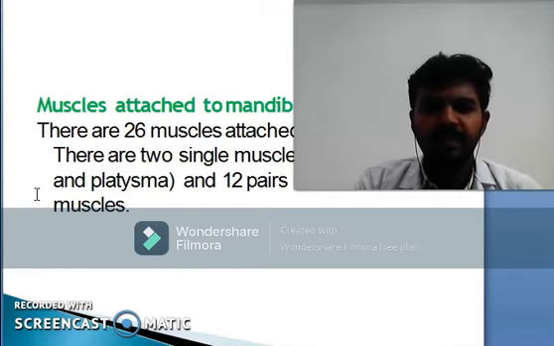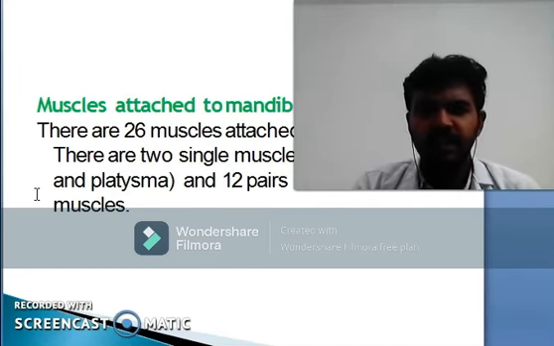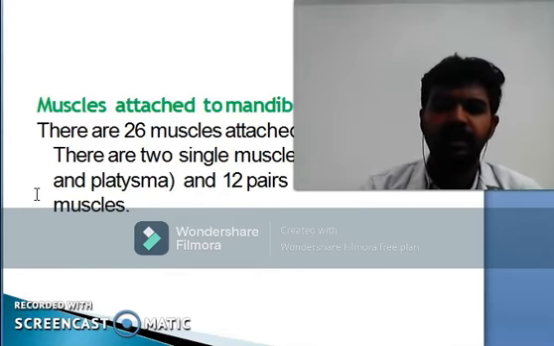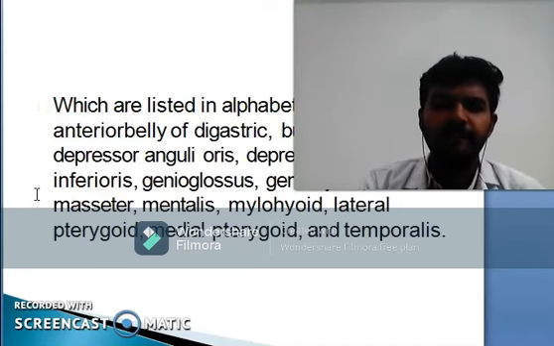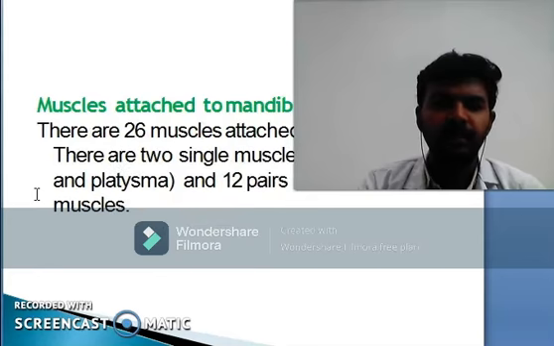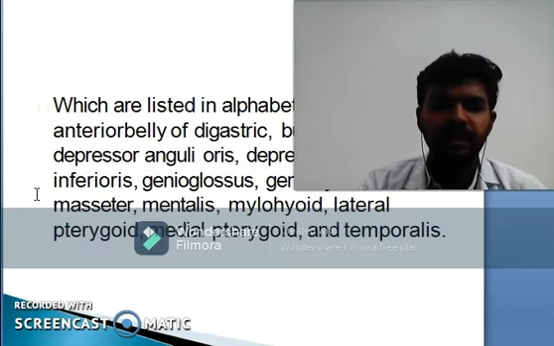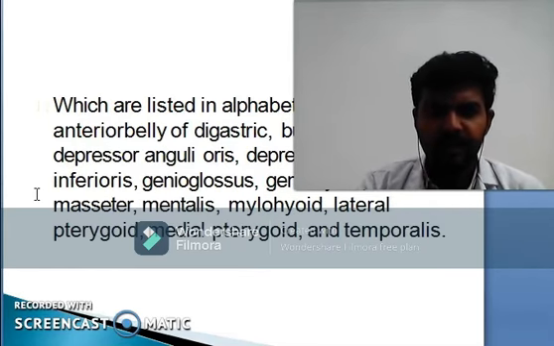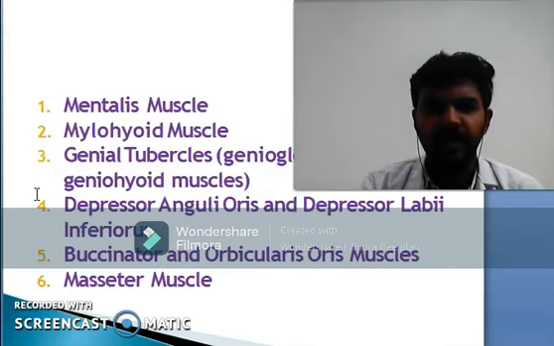The muscle attachments to the mandible. There are 26 muscles attached to the mandible. There are 2 single muscles and 12 pairs of bilateral muscles. The 12 pairs of bilateral muscles are digastric, buccinator, depressor anguli oris, depressor labii inferioris, genioglossus, geniohyoid, masseter, mentalis, mylohyoid, lateral pterygoid, medial pterygoid, and temporalis.